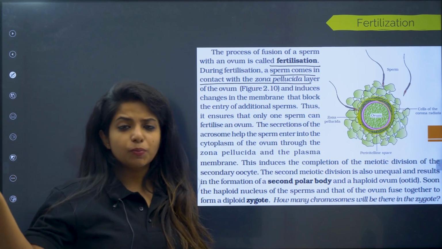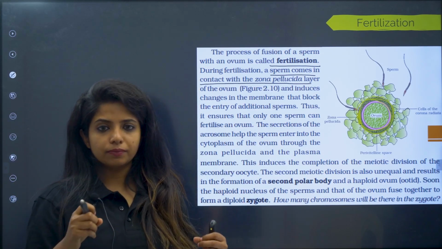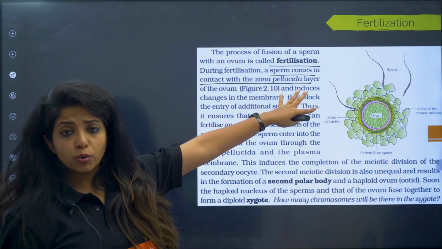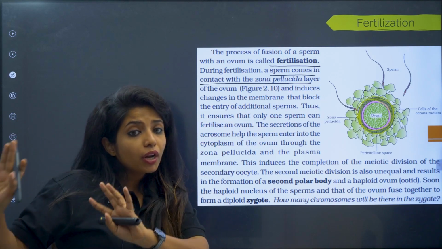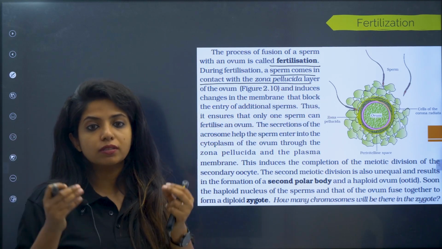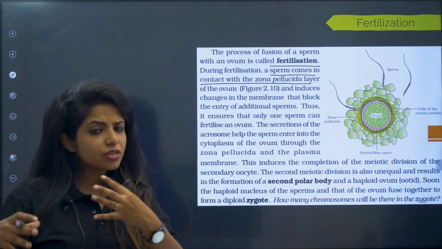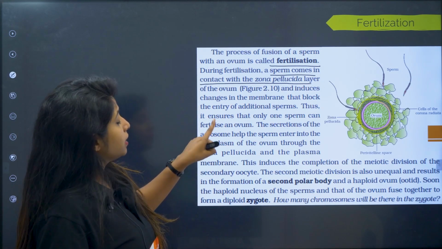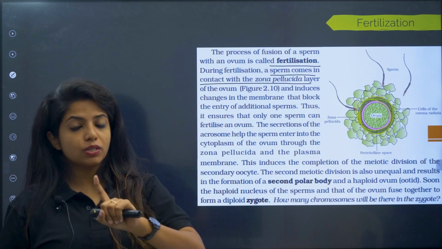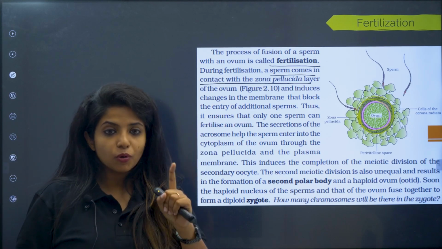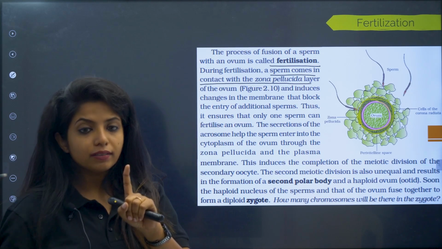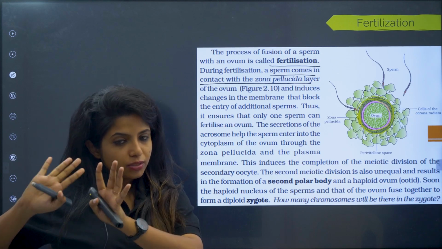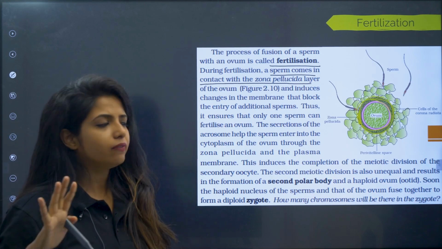They are saying that the sperm comes in and comes in contact with the zona pellucida layer, and then later does not allow any other sperm to come and fuse with the egg. There are certain changes that are being made in the membrane. We will see all of that. Thus, it ensures that only one sperm can fertilize an ovum. So at a time, obviously, one sperm can fertilize an ovum. The other sperms, basically, are set to say tata bye-bye and go. How and why, we will see.